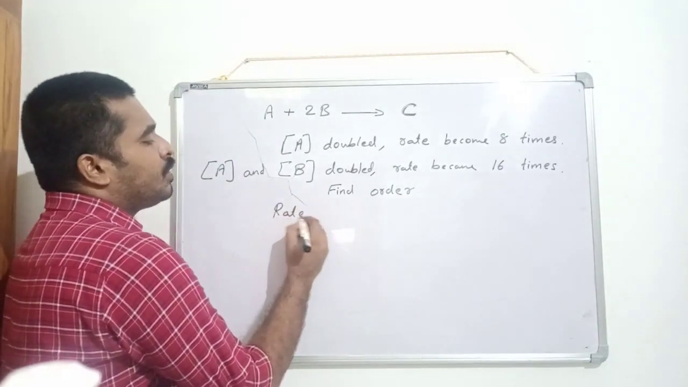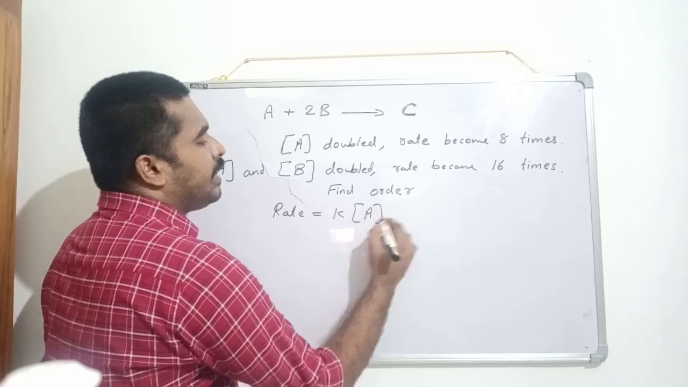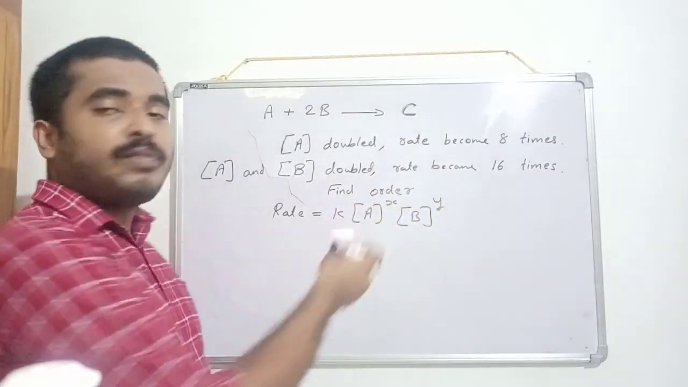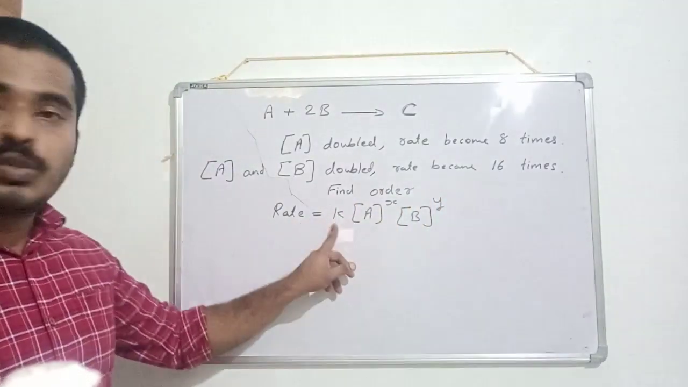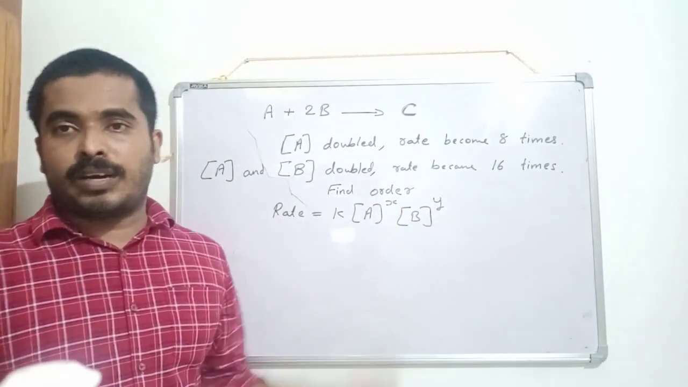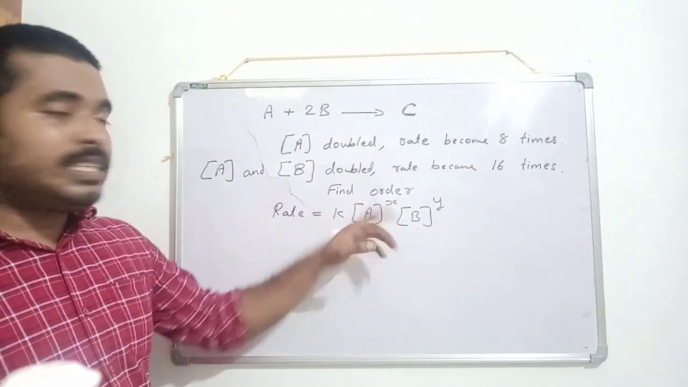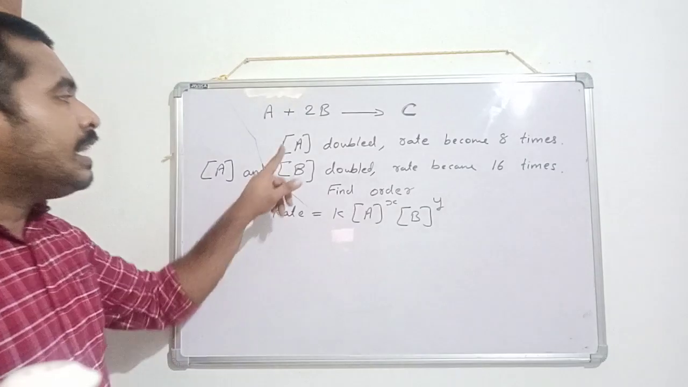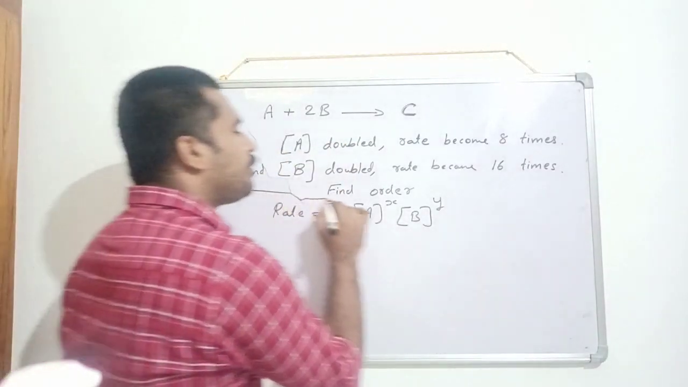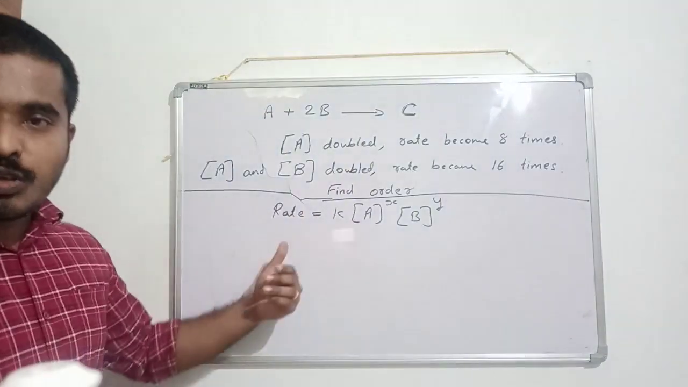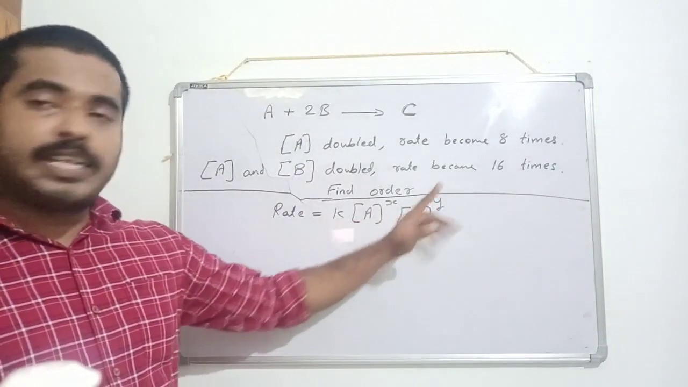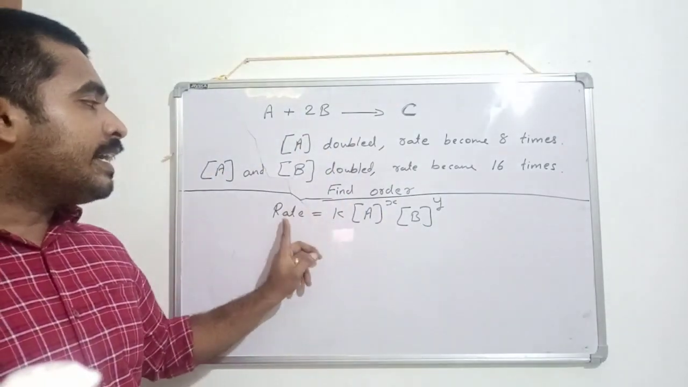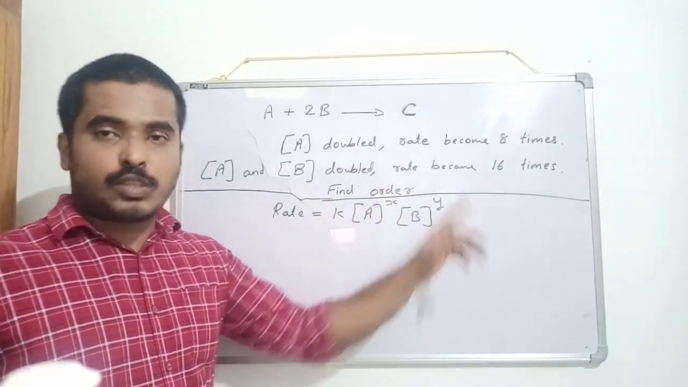Rate equal to k into a raised to x into b raised to y. Because we don't know this x and y, we will simply write rate equal to k into a raised to x into b raised to y. Because we don't know the order, we don't know how it is getting influenced. Finally, we will find out x and y. A is doubled, so our answer should start from here.